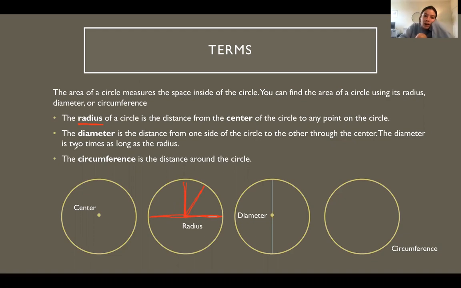And then the diameter is the distance from one side of the circle to the other side through the center. So visually we can see, and that would be like that, as long as you're going through the center point. Visually you can tell that the diameter is double the radius, and the circumference is just the distance outside. So this whole thing is the circumference.